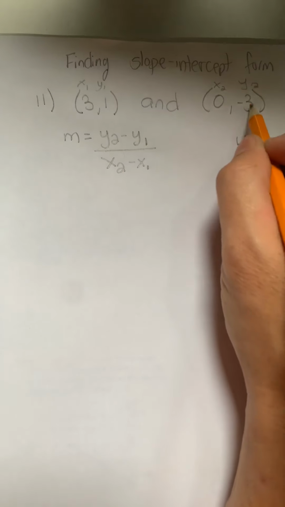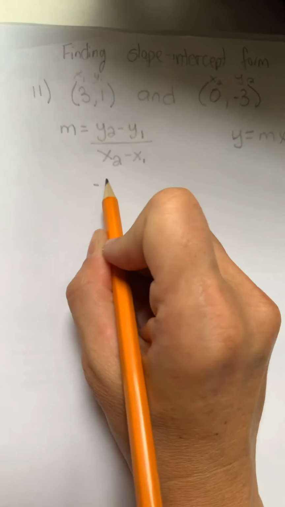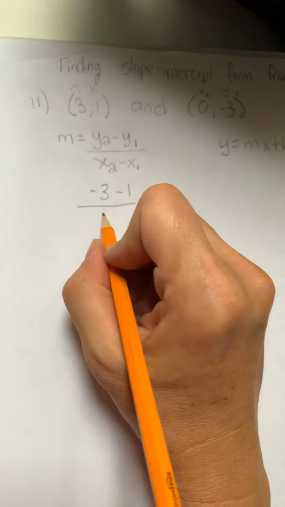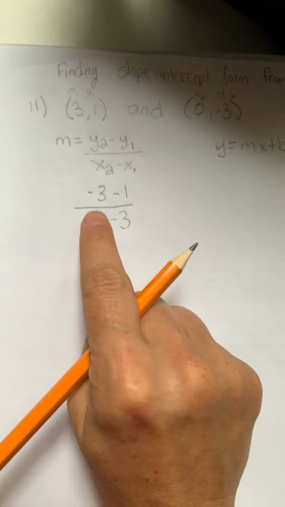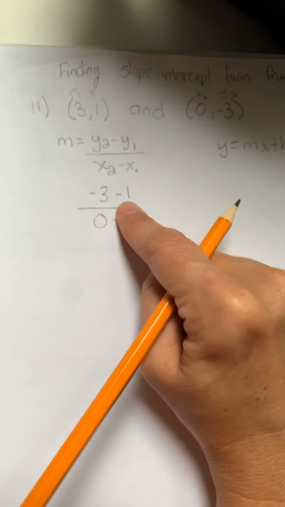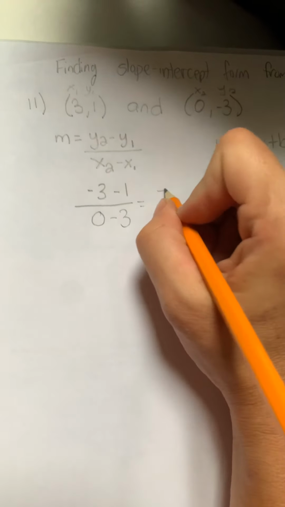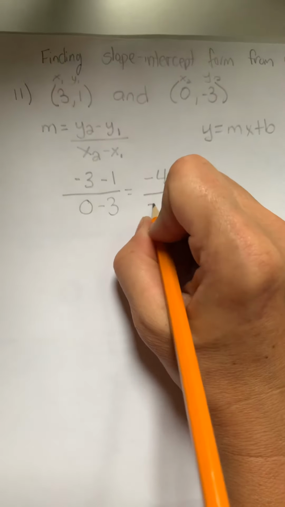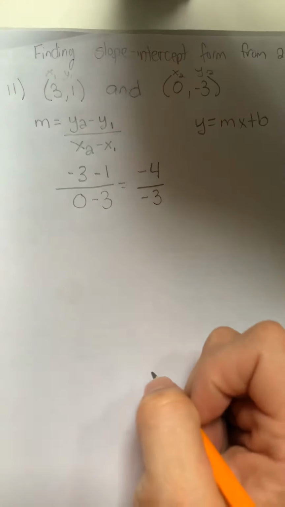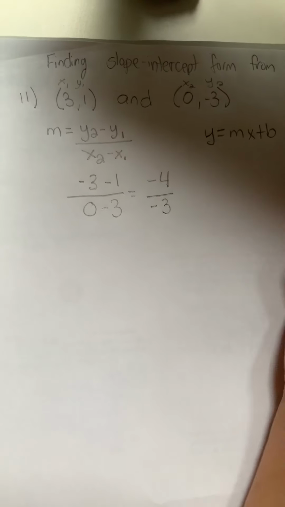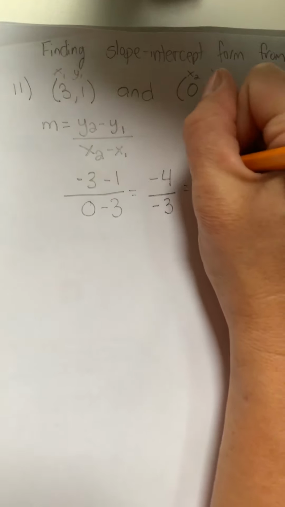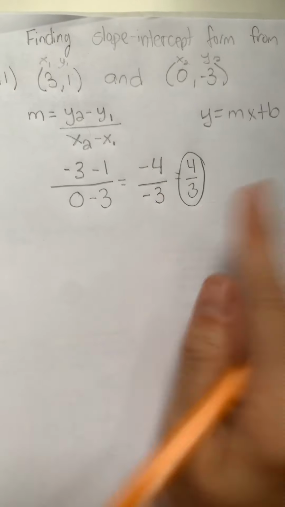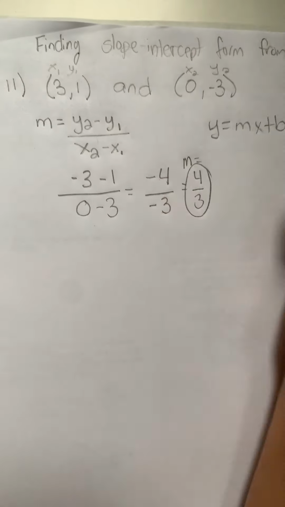So we're going to do -3 minus 1 over 0 minus 3. -3 minus 1 is -4. 0 minus 3 is -3. Since they're both negative, we're just going to make it positive, 4/3. And that is m.